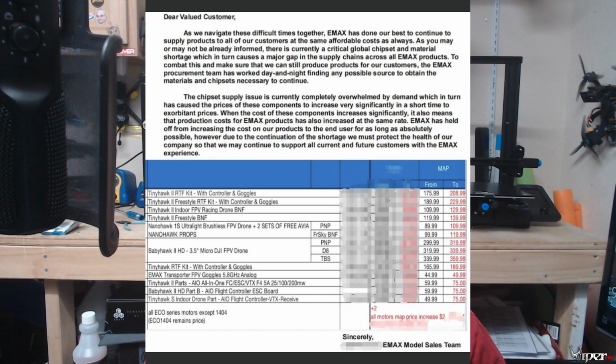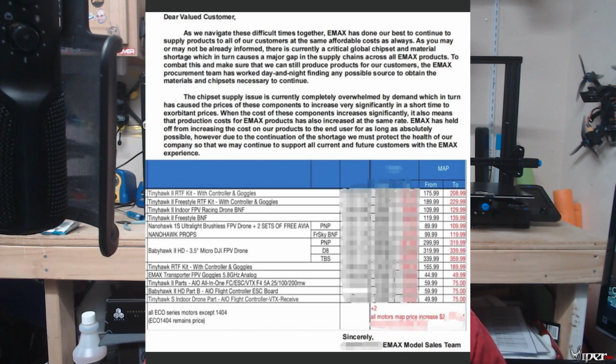"To combat this and make sure that we can still produce products for our customers, the Emax procurement team has worked day and night finding any possible source to obtain the materials and chipset necessary to continue. The chipset supply is currently completely overwhelmed by demand, which in turn has caused the prices of these components to increase very significantly in a short time to exorbitant prices."